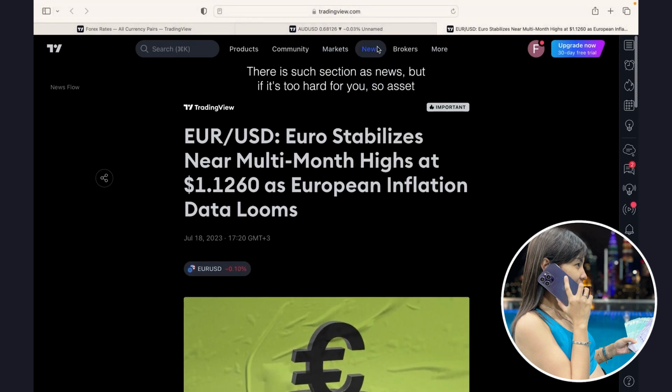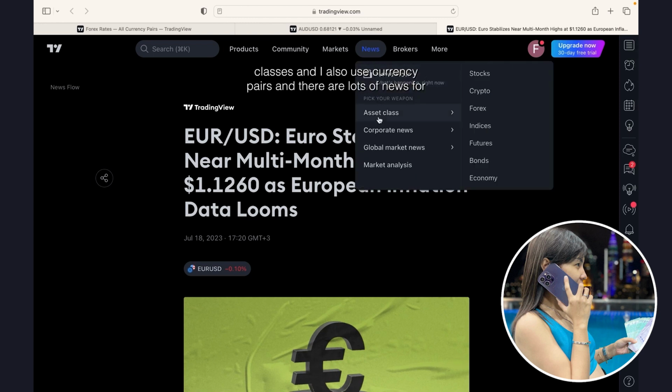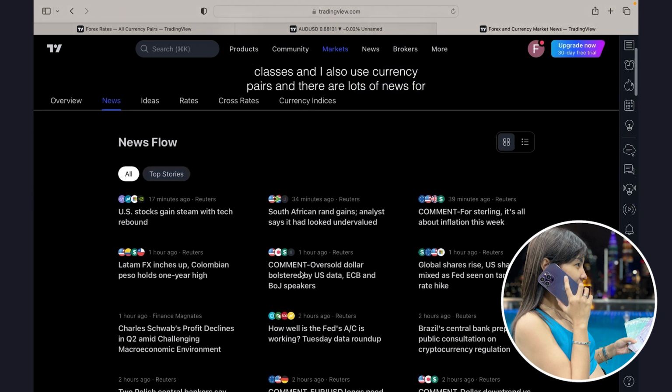But if it's too hard for you to set classes, I also use currency pairs, and there are lots of news for different currency pairs.